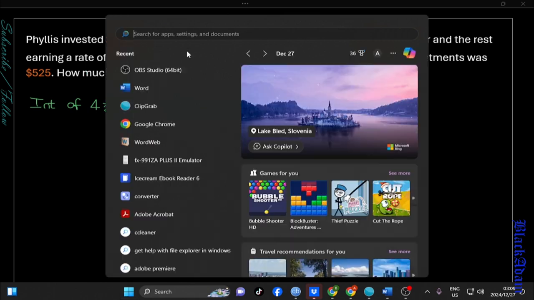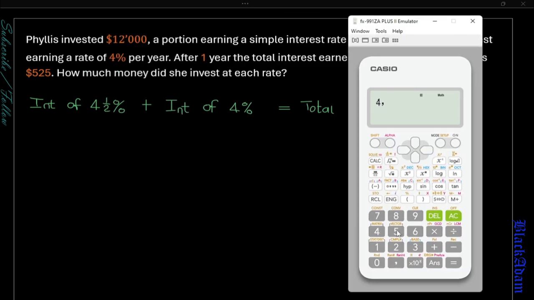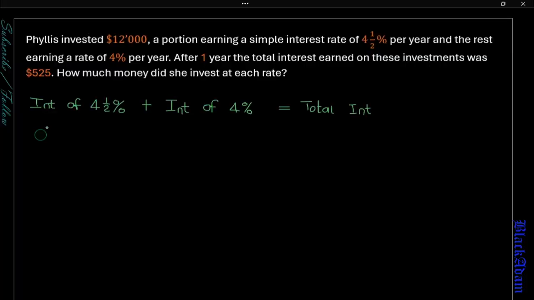So what we need to do is convert the percentages to decimals. 4.5% is 0.045, and 4% is 0.04. Since we are solving for an unknown amount, let it be x. So I decided that the amount invested at 4% is going to be x. We don't know it.